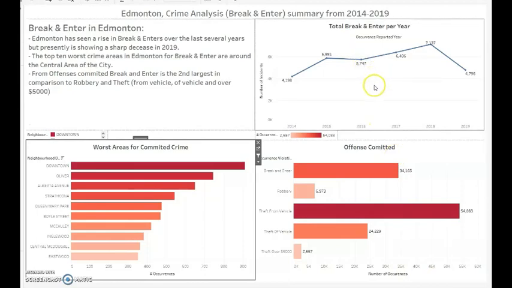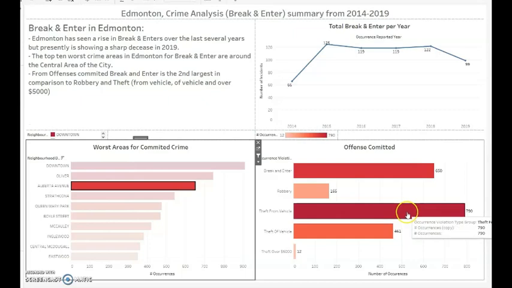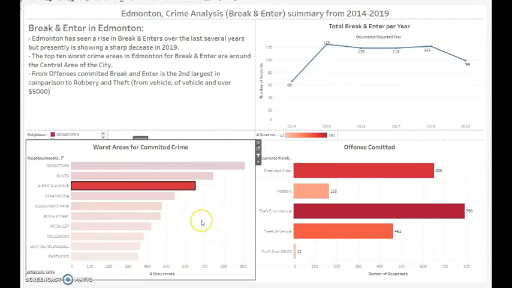So for break and enter, again, the trend is going up from 2014 to 2018, and then in the last year of data that we had, it's starting to drop. Communities are the same, downtown's the highest. If we pick a community, we can see that the break and enters are quite high, but theft from vehicle is the highest, so lock your doors when you're in the central part of Edmonton.